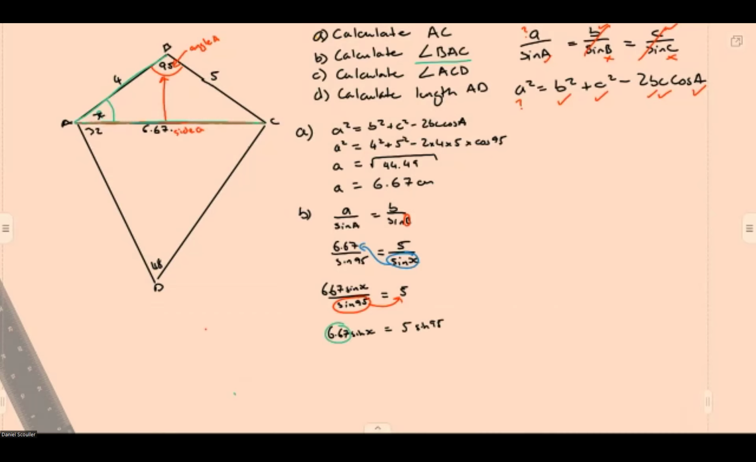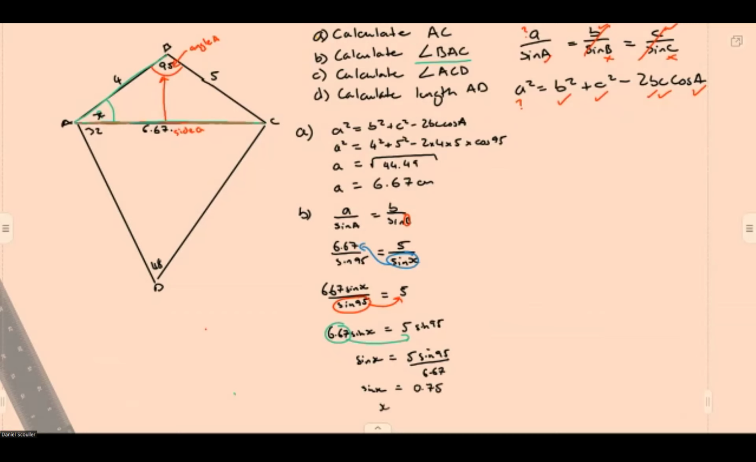We're gonna move the 6.67 over to the right hand side. Leave sin x. I'm gonna get an answer for that. Okay, I'm just gonna put that on my calculator so I can tidy up my formula a wee bit. 5 sin 95 over 6.67. Okay, and I'm getting 0.75.